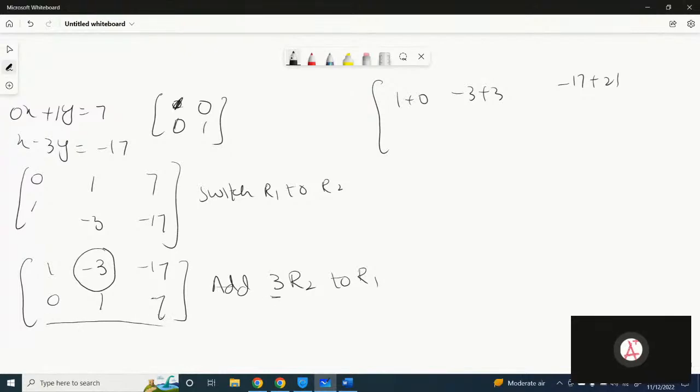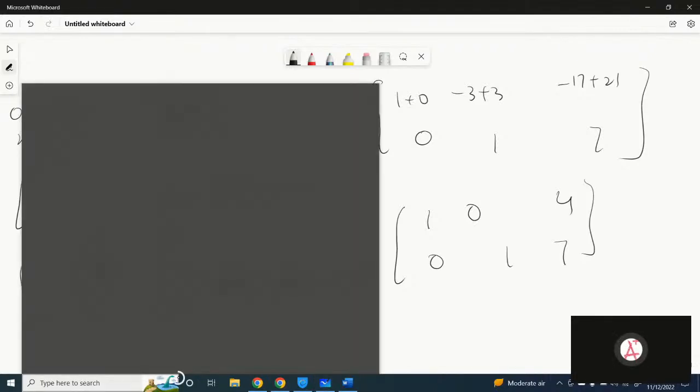So it would be 0, 3 times 0 is 0, 3 times 1 is 3, and 3 times 7 is 21. Then you added it to R1. And this row is exactly the same. So it would be 1, 3 minus 3 is 0, and negative 17 plus 21 is 4. Yes, it is 4. And then 0, 1 and 7. That means the solution of this system of equations is 4 and 7.